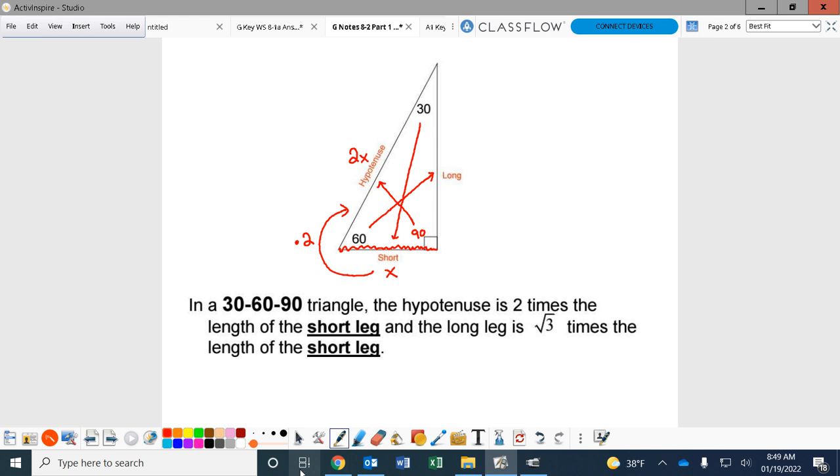Okay. And if you need to go backwards, what's the opposite of multiplying by 2? Dividing by 2. So if you had to go backwards, you could divide by 2.